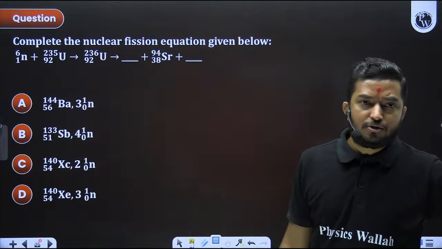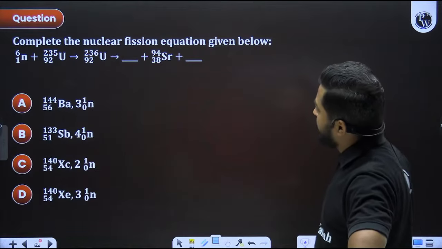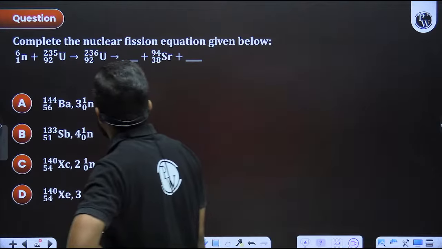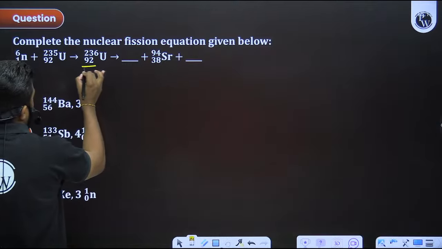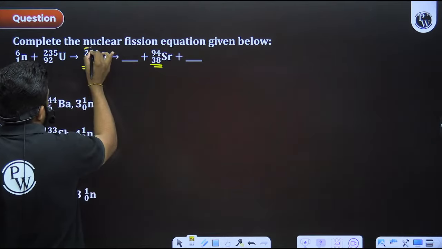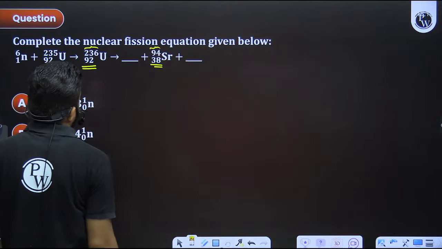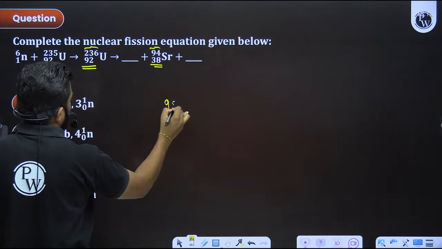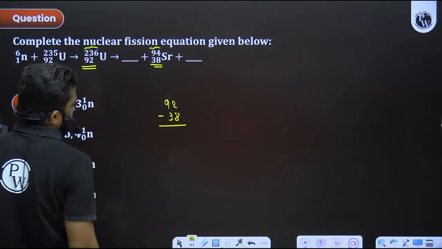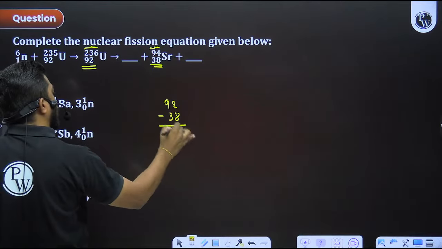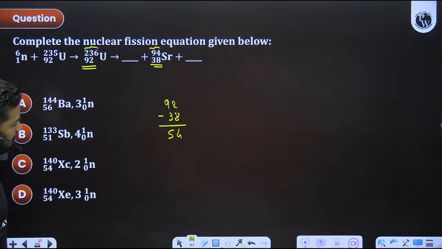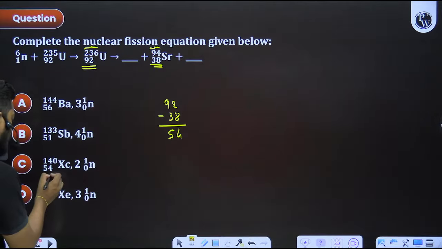Okay, next question: complete the nuclear fission equation given below. I can say the total number of nucleons is 92 plus 0, with 38 and 236, 94. So 92 minus 38 gives 54. On the bottom side we need the value of Z, and the value of Z is 54.